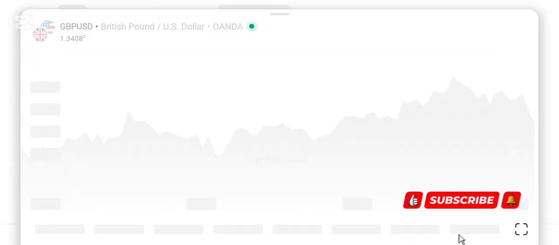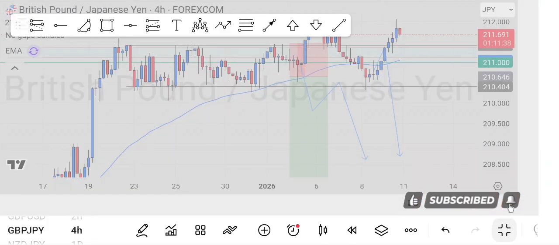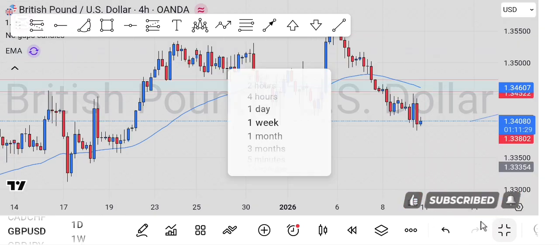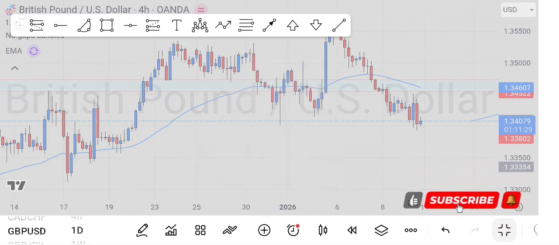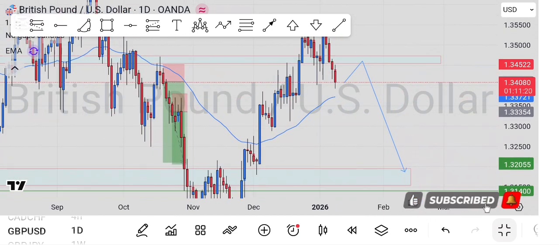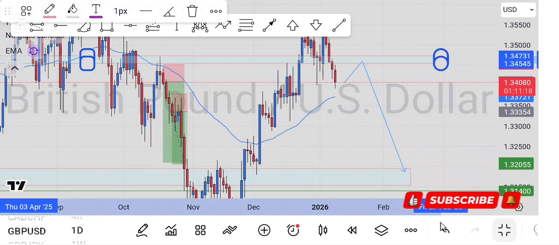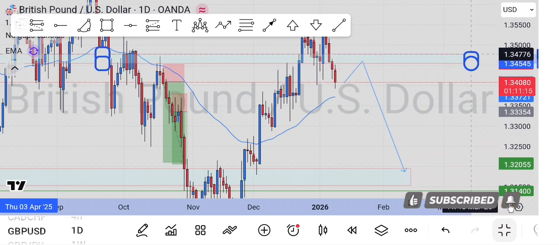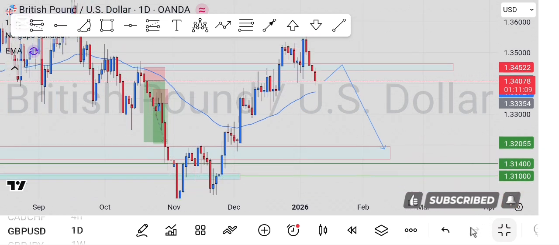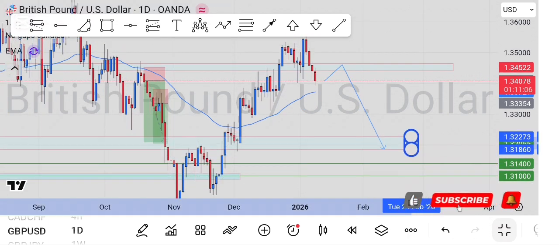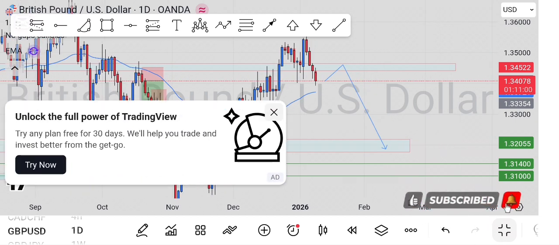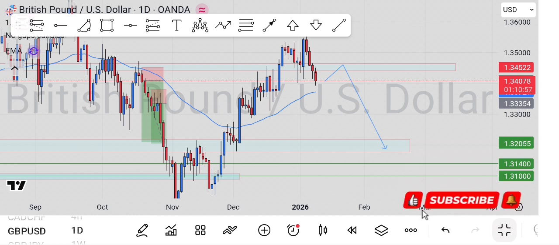So GBP USD, I was also expecting bearish movement on GBP USD. Now we will see on the weekly, on the daily, we are very much bearish on GBP USD. So I'm expecting a retracement back to this zone here. Then we have a long sell on GBP USD. So this is what I'll be expecting on GBP USD trade.